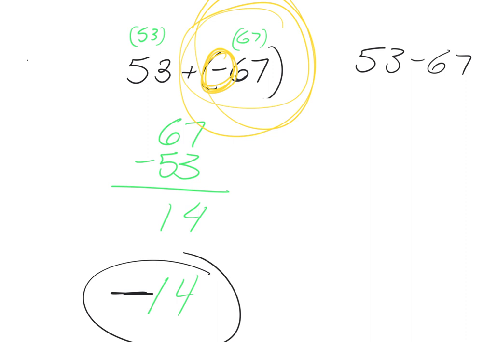So then that means that we had more negatives. So just think about if you owed someone $67 and you paid them back $53, well, you haven't fully paid them back yet. You still owe them $14. So you are still negative $14.